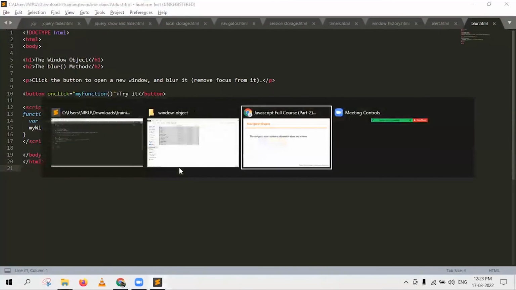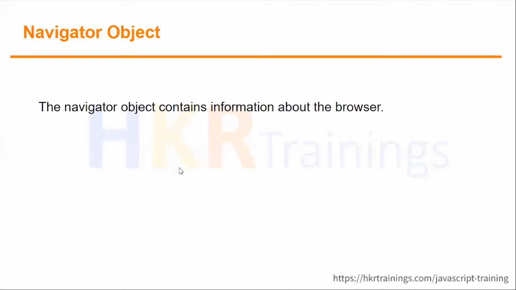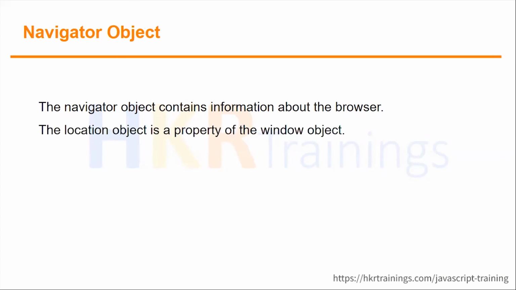Firstly, we will complete the theoretical part and then come to the coding section. The navigator object contains information about the browser, like the location object, or what the window object is about.